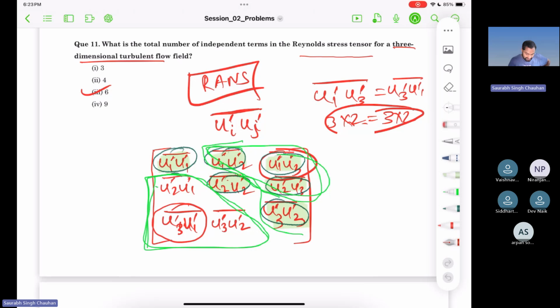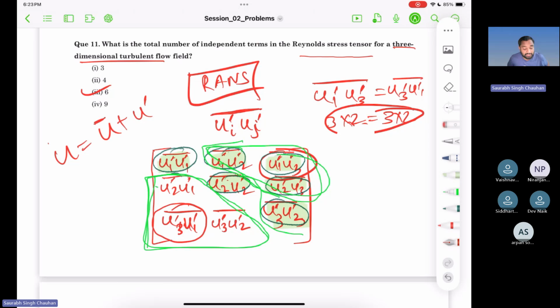And what we basically do is decompose any field into the mean component and the fluctuating component. Then we do averaging. And using some simplifications, we arrive at the RANS equations.